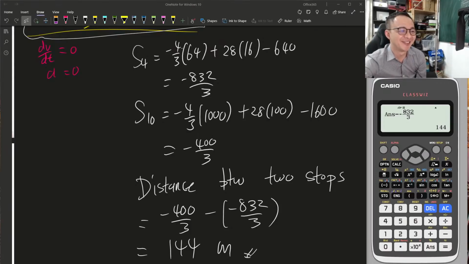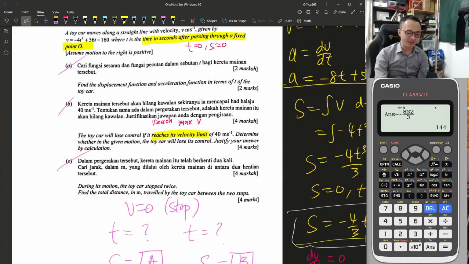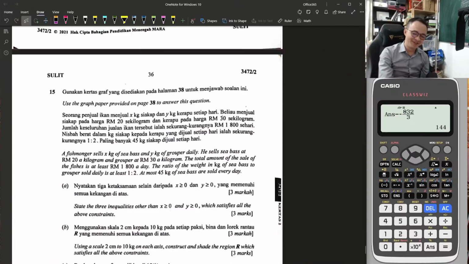Don't tell me my answer is wrong. I hope my answer is correct, or else I need to redo the whole thing. Okay, so it's not too bad for kinematics, and this is about 10 marks in total. So if you get the general idea, right, it should be fine for you.